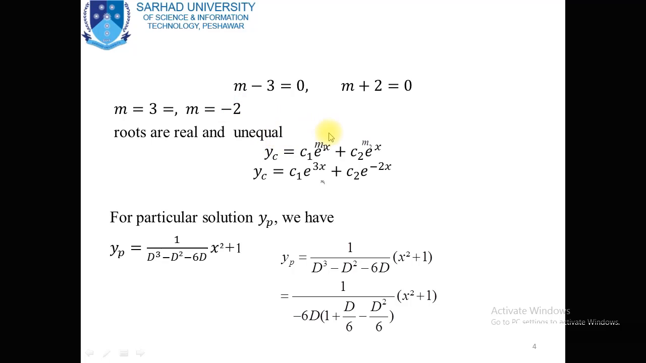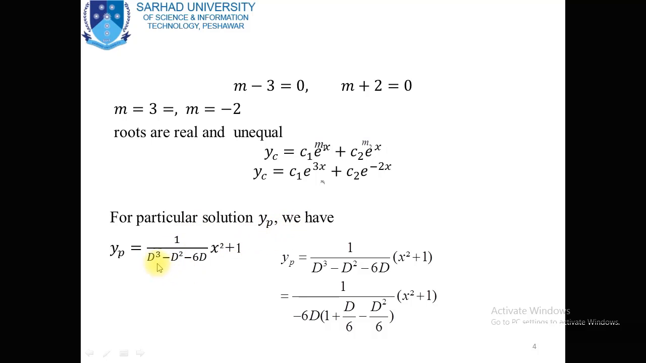So the complementary solution for the homogeneous part will be equal to c1 e power m1x plus c2 e power m2x, where m1 is 3 and m2 is minus 2. So the complementary solution y c is equal to c1 e power 3x plus c2 e power minus 2x. This is the complementary solution, and we have already discussed it in the previous video lectures. Now the particular solution, this is very important: how to find the particular solution when there is a polynomial function at the right hand side of the non-homogeneous linear differential equation?